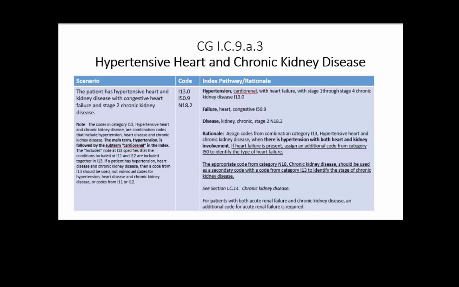The main term you're going to look up is hypertension, but the next subterm is cardiorenal, where you've combined those two terms for the heart and the kidney. This patient has heart failure, so that would be included, as well as the chronic kidney disease.